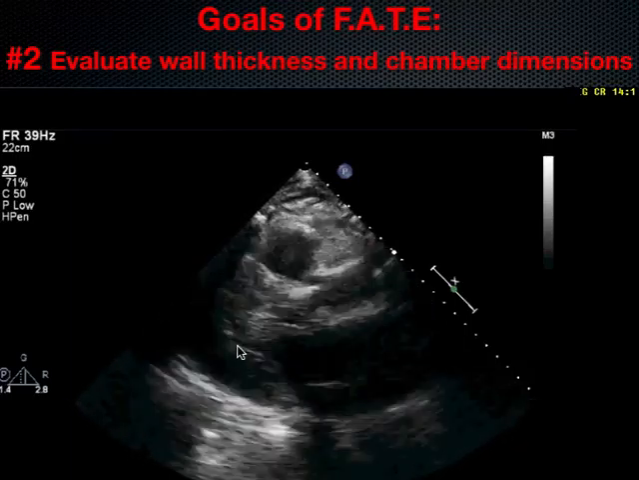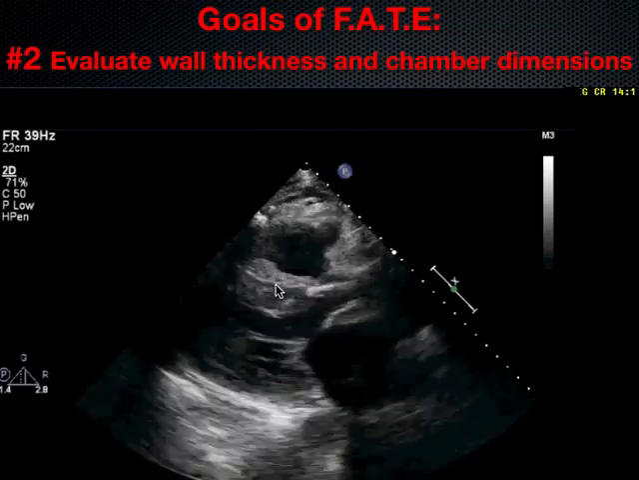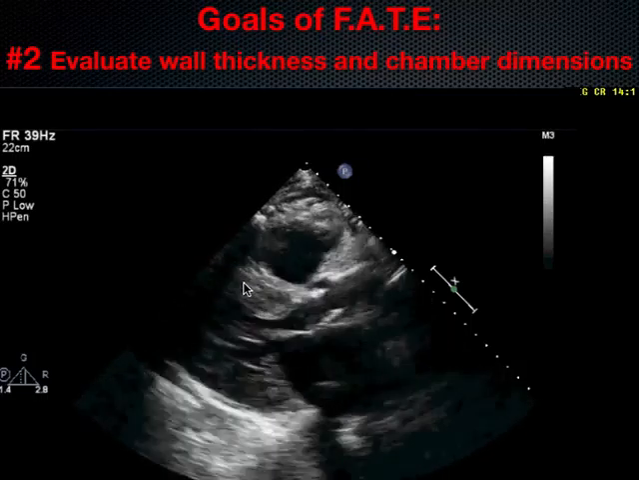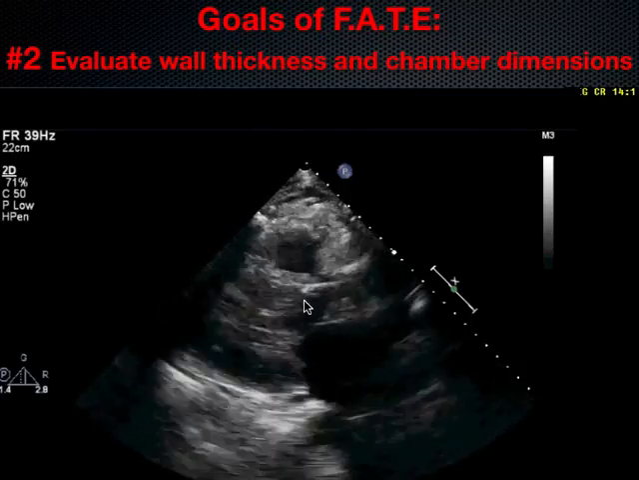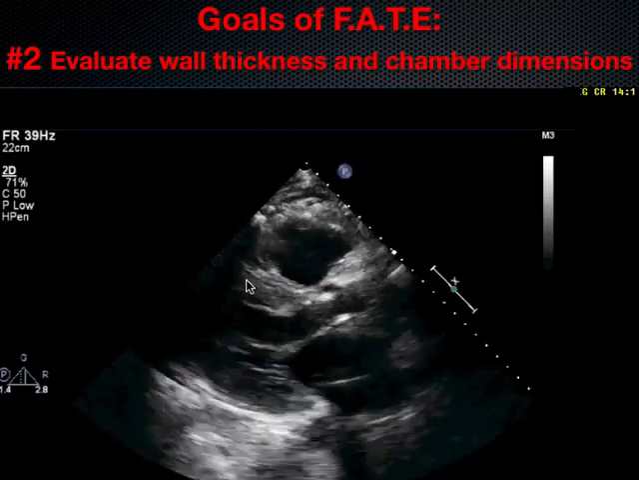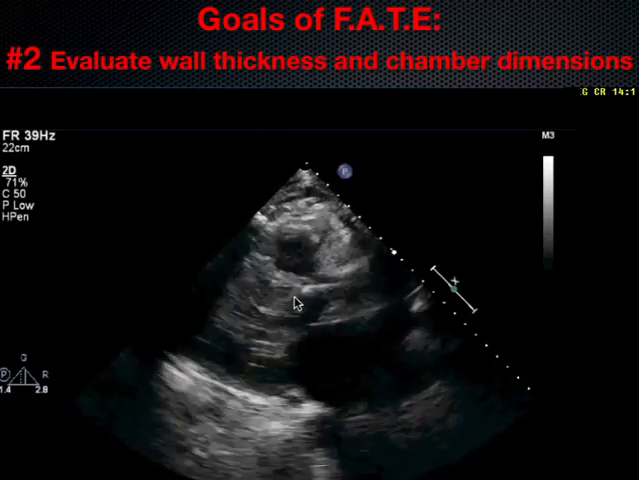This is the posterior wall of the heart. And they're quite easy to see. They look just right off the bat here. This septum looks pretty thick. It should be less than 1.2 centimeters.